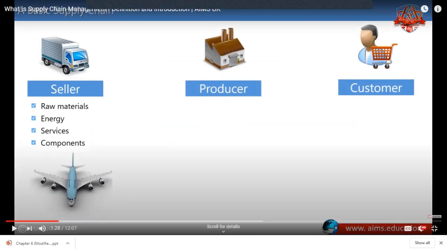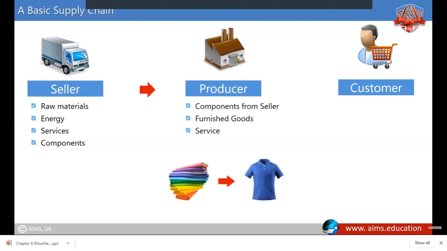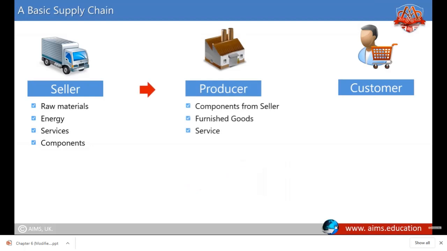Now here understand that this seller is also termed as the supplier, right? The seller means the person who's supplying these raw materials, energy, services, components, and etc. to a manufacturer or a producer. A producer is the one who receives components from the seller to produce a finished good or service, such as shirts from fabric, crockery from plastic, power from electric wiring, or provides transportation through aircraft.